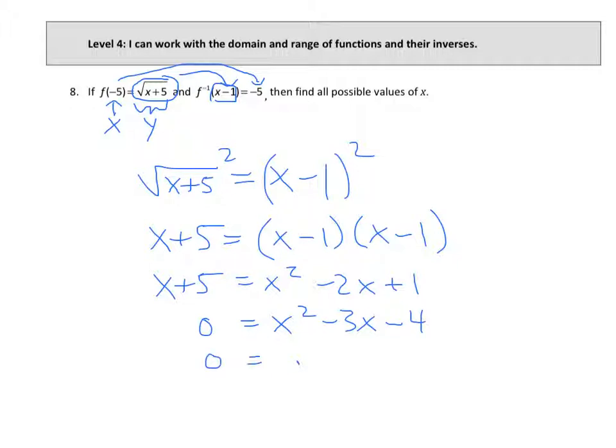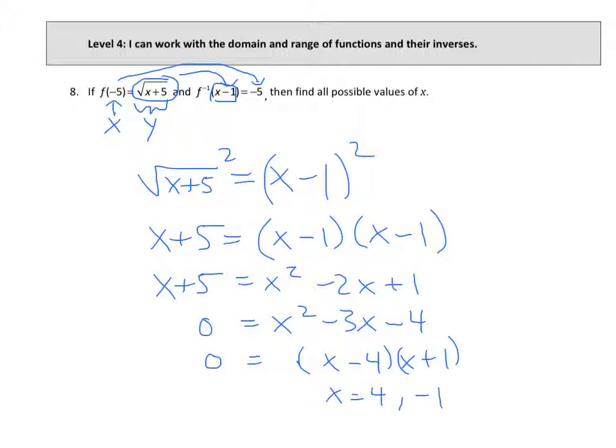Then we factor. And we need two numbers that multiply to negative 4 and add to negative 3. So that would be negative 4 and positive 1. And then x would equal 4 and negative 1.